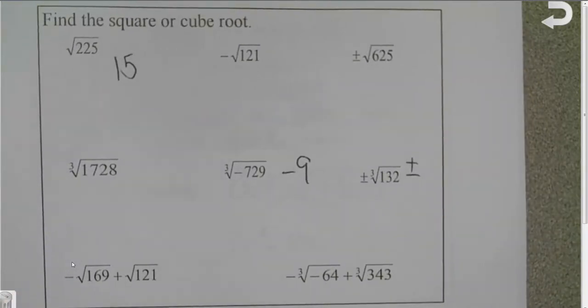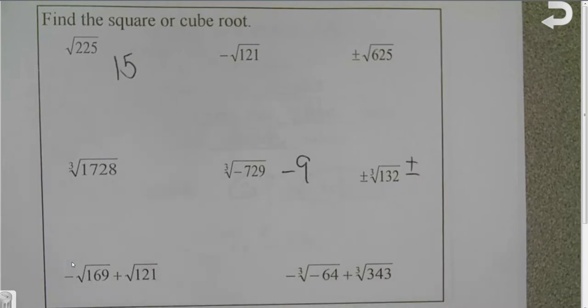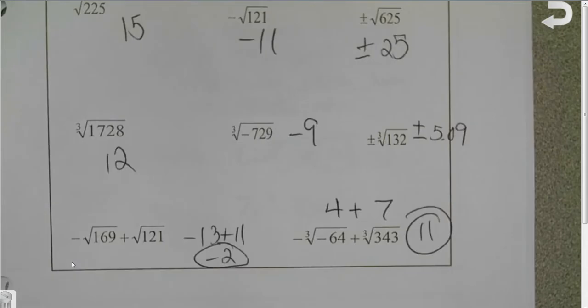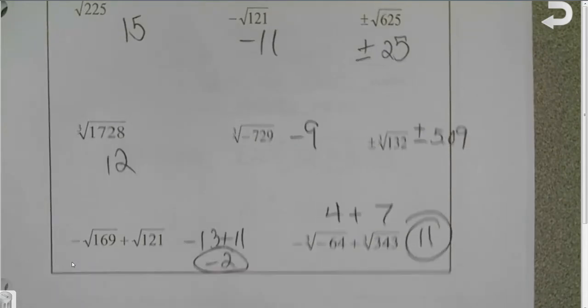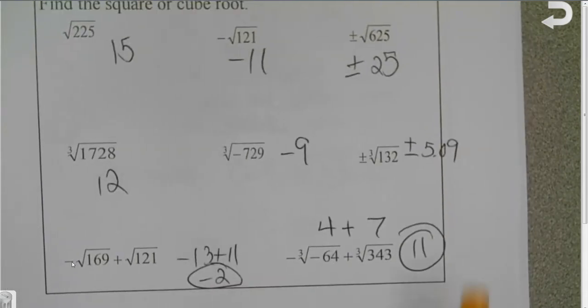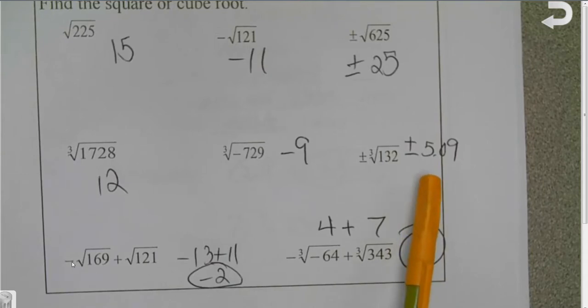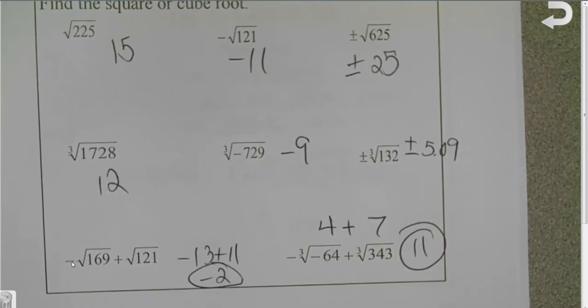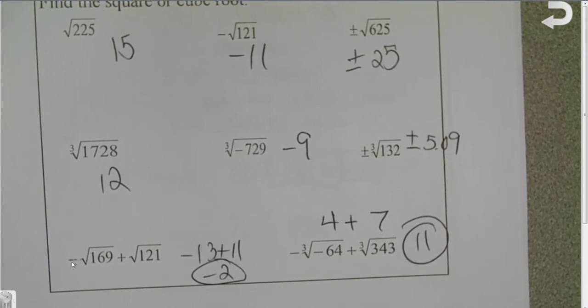I'll pause the video. You pause the video, and then I'll unpause it for the answers real fast. But then after you're done with that, we'll talk about what's next. Okay, so the only one that was decimal ended up being that one, and it's plus or minus 5.09. For cube roots, that's fine. We'll talk about what we do with square roots later on in the semester. And then I did the other math here, got negative 2 and 11.